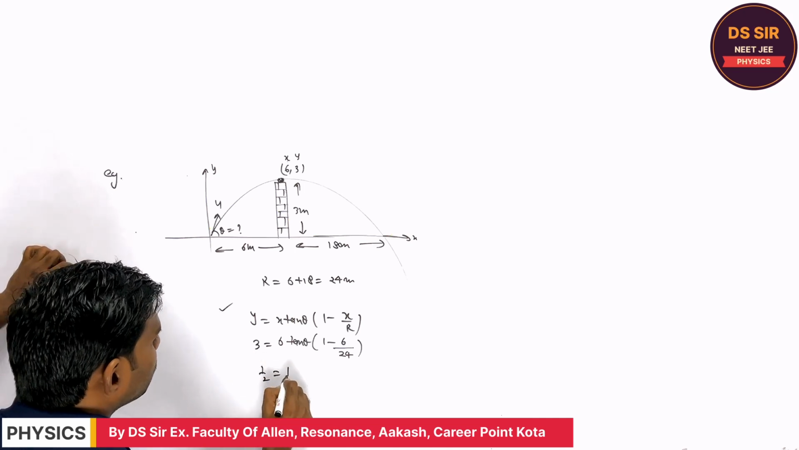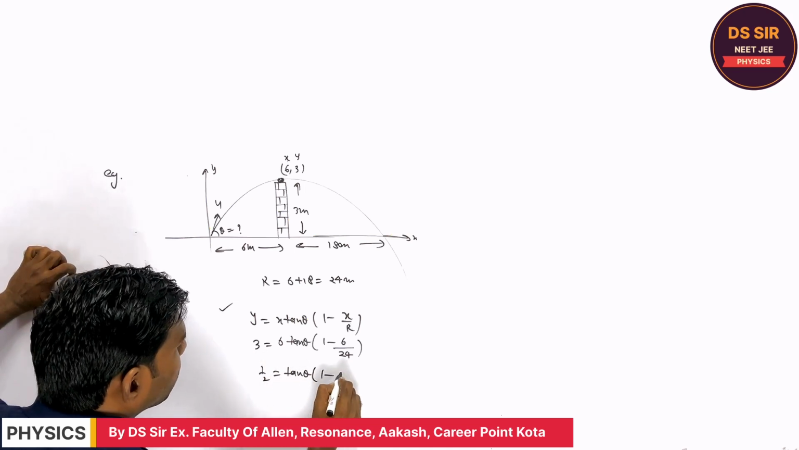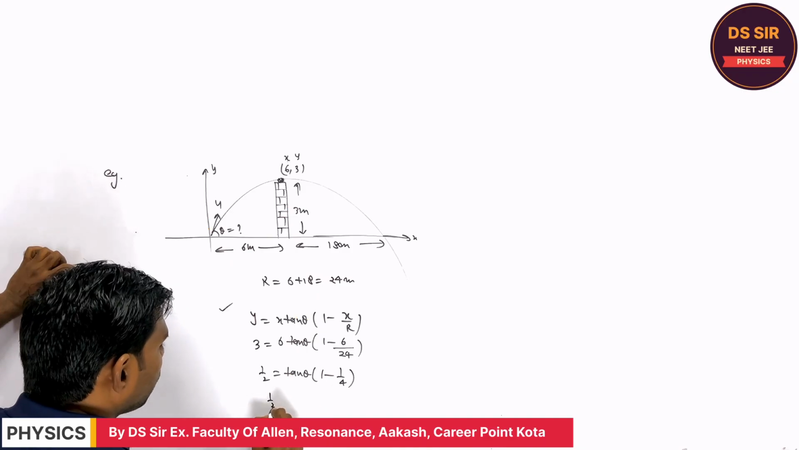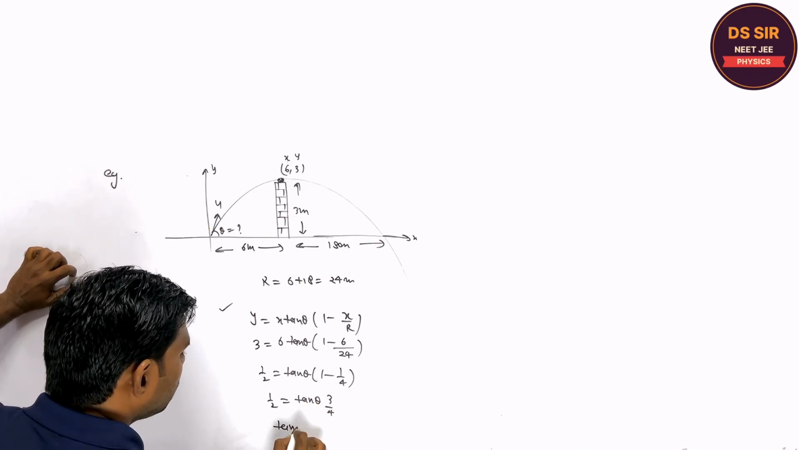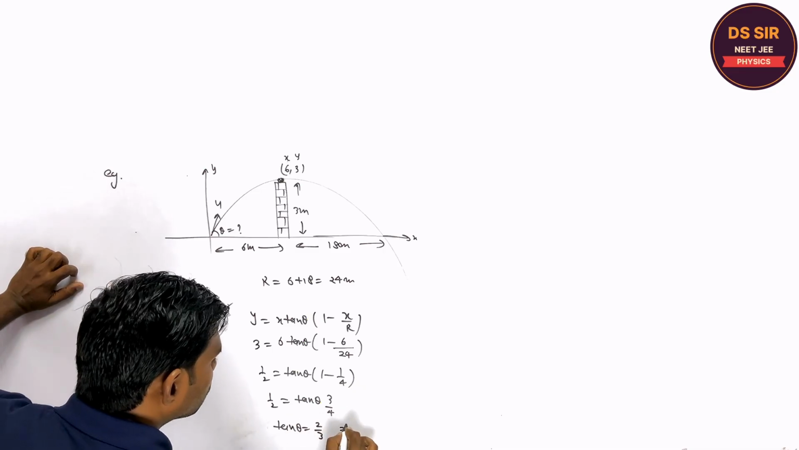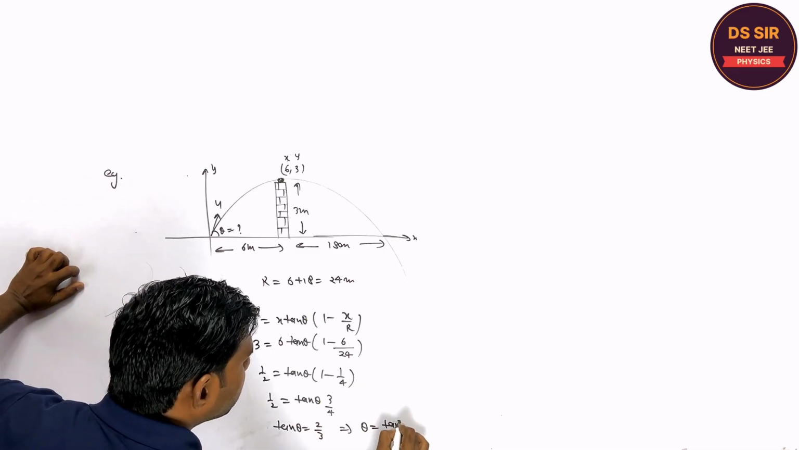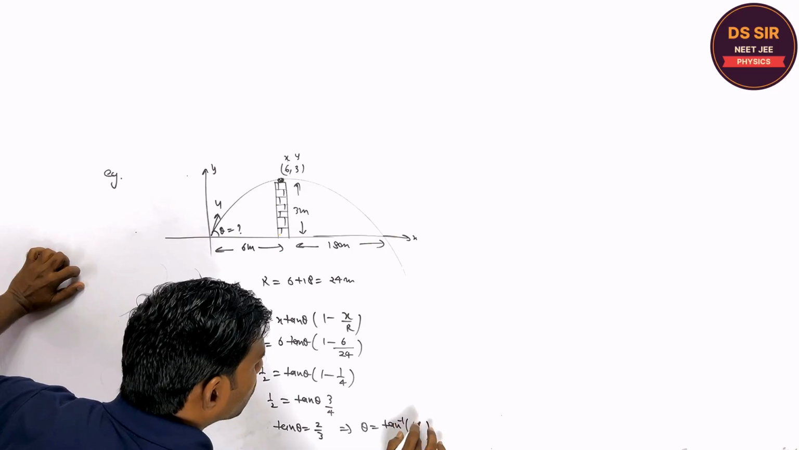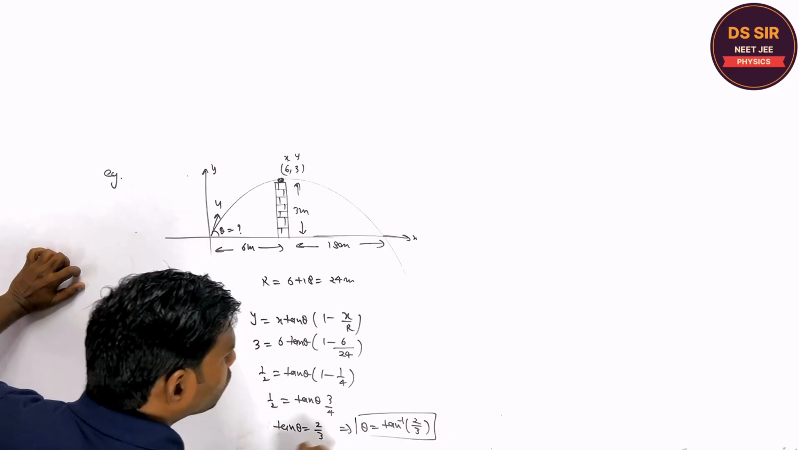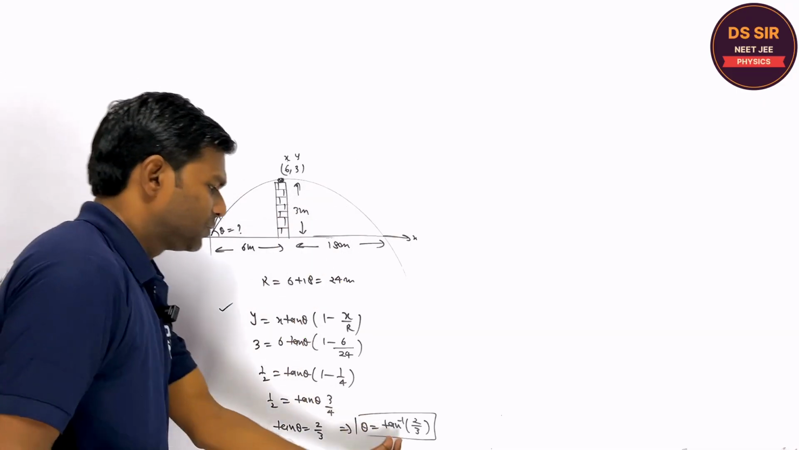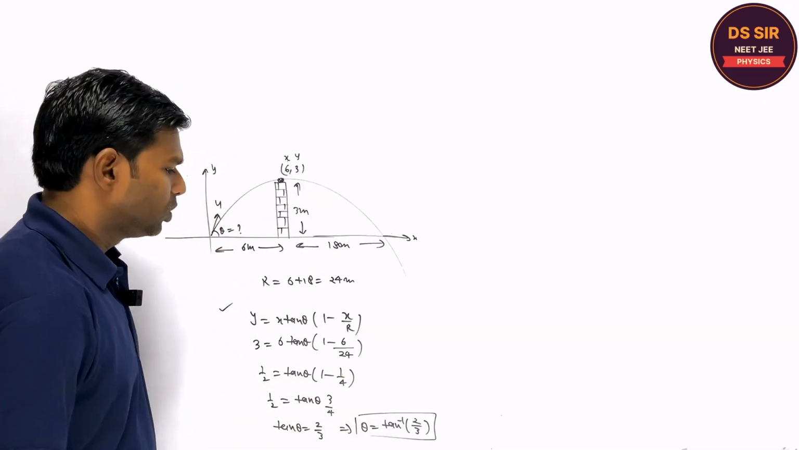This is 1 by 2 tan theta. This is 1 minus 1 by 4, so 1 by 2 tan theta times 3 by 4. So tan theta is equal to 2 by 3. So theta is equal to tan inverse 2 by 3. So at what angle do we have to throw the projectile? This is the angle, tan inverse 2 by 3.